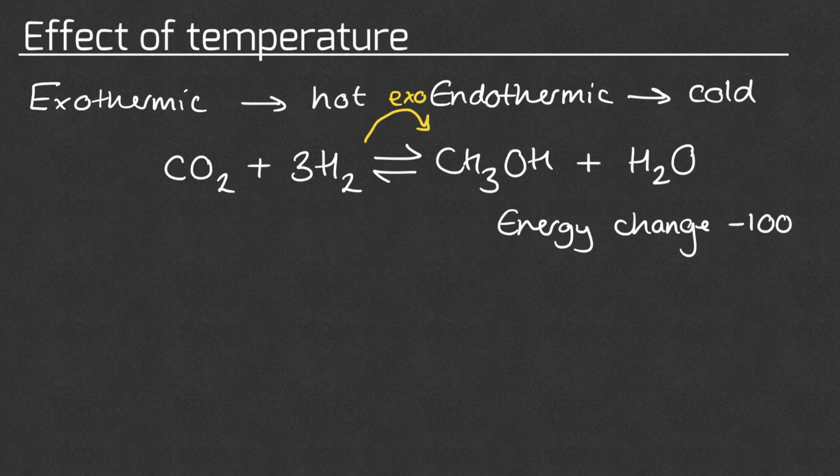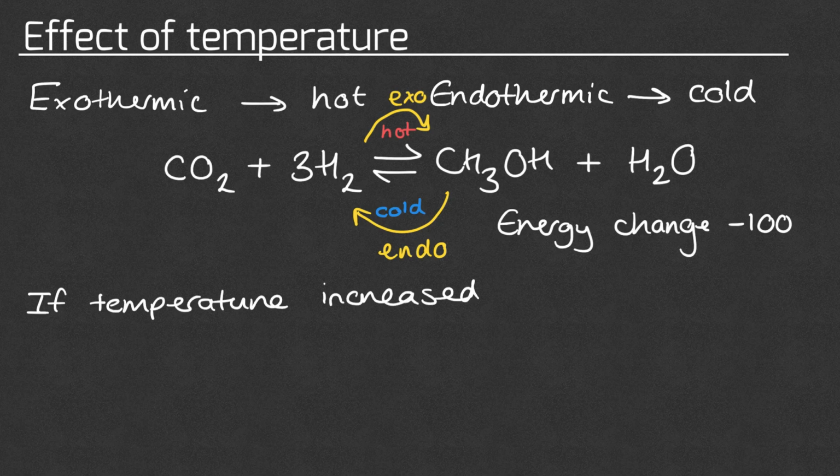So for this equilibrium, we've said that the energy change is negative, therefore the forwards reaction must be an exothermic reaction, because energy has exited the reaction, it's a negative energy change, therefore exothermic. And this means that the forwards reaction gets hotter. If the forwards reaction is exothermic, that means we know the reverse reaction is going to be endothermic, and that gets cold.